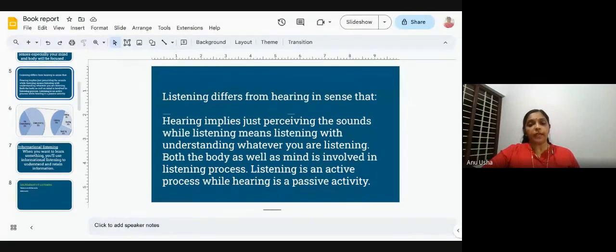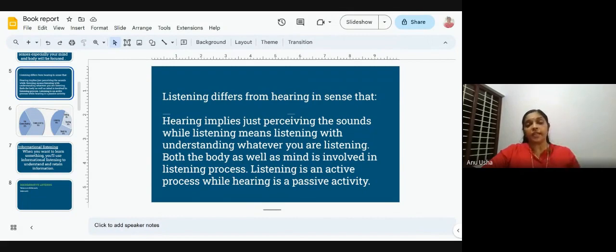Both the body as well as the mind are involved in the listening process, and listening is an active process while hearing is a passive activity. And you can say hearing is a physical ability. It is not a conscious activity. It is an effortless activity. If you are hearing something, it means your sense of hearing is working well. You can hear sounds or noises or voices or anything.